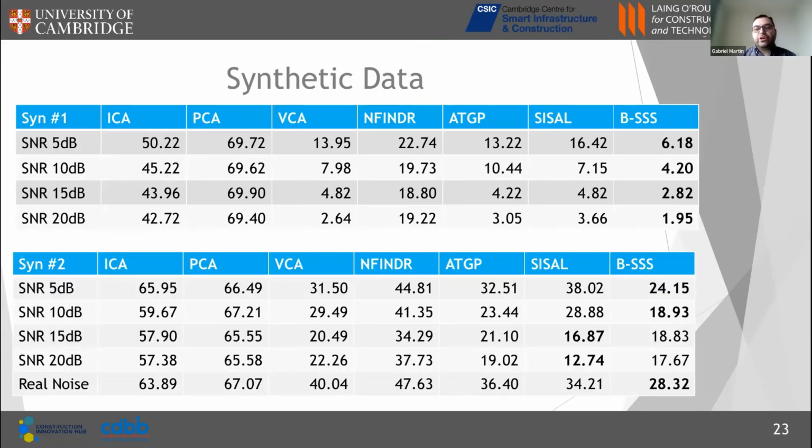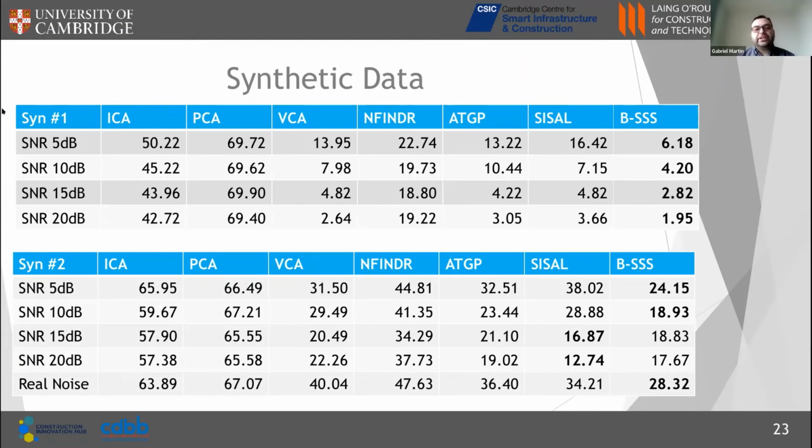This is also a comparison between all these algorithms, and on the last column is our proposed method. We also added to this comparison PCA, principal components analysis, and ICA, independent component analysis, just for comparison. The numbers correspond to the average cosine distance between the estimated patterns and the ground truth patterns. So these numbers are error measurements, so the lower the better.